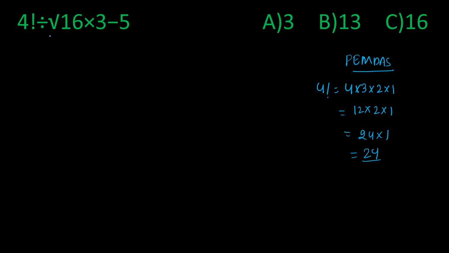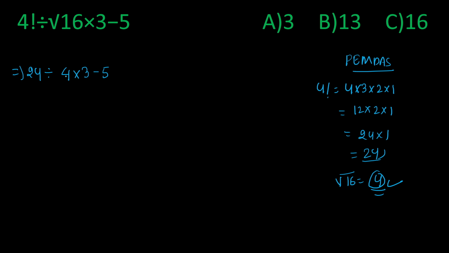So we can simply write this factorial value, and here root over 16 is nothing but 4. So we will simply write root over 16, that value will be 4. Now we can simply write this 24 value here, that is 24 divided by 4 times 3 minus 5. Now here three operations are there: division, multiplication and subtraction.